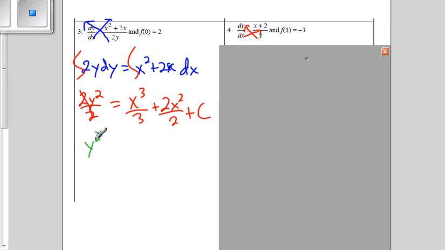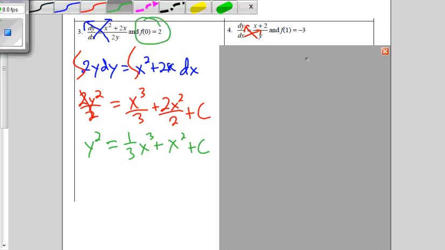y squared equals 1/3 x cubed plus x squared plus c. So now, and again, we're looking for the particular solution here, so I'm going to put in (0, 2). If I had to do the general solution, I'd take the square root of both sides, but right now, we can still solve for c, given our point right here.